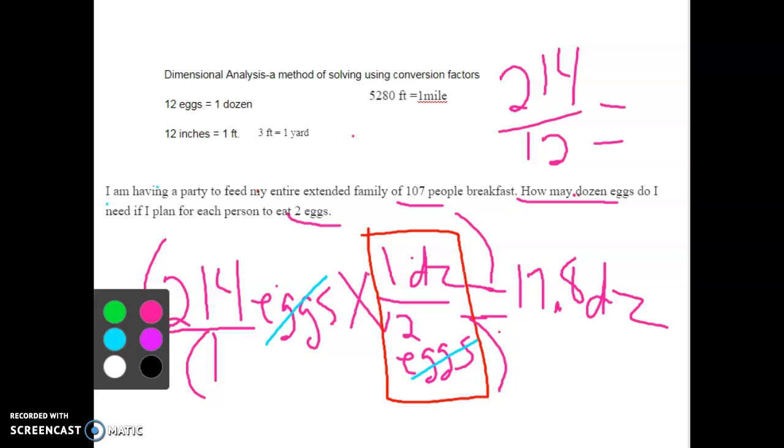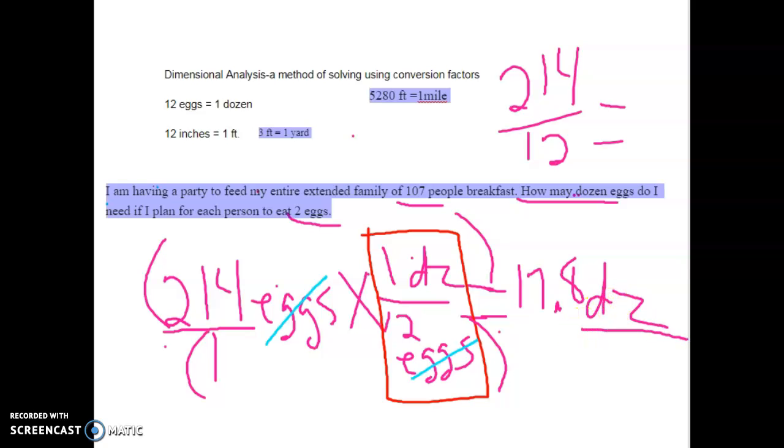So eggs cancels out, and I'm left with dozen. That's the unit that didn't cancel out, is dozen. So this is how we solve dimensional analysis. No shortcuts, no just doing this and dividing. That's not what we're looking for.